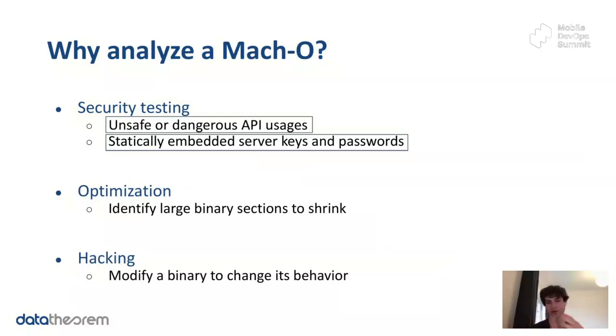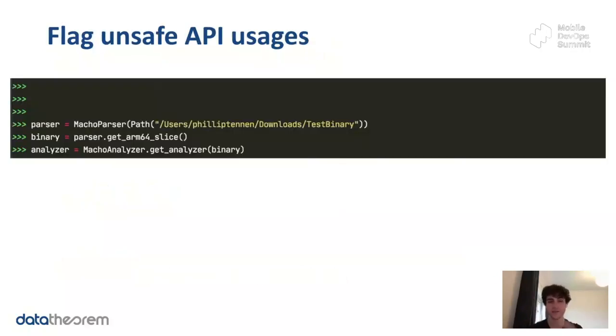Earlier, when we talked about why you would bother analyzing a Mach-O, I gave a couple of examples of what you might use this for: detecting and flagging unsafe API usages, and searching for statically embedded keys and passwords. I want to show you how you would go about doing this with Strongarm. For the first example, flagging unsafe API usages, firstly we're going to do the same thing we did a moment ago. We're going to parse our file, get a 64-bit slice out of it, and then get a reference to the Mach-O analyzer using that binary.